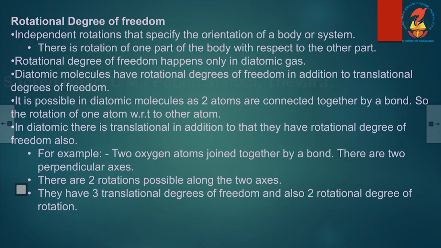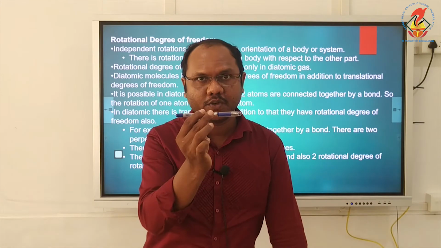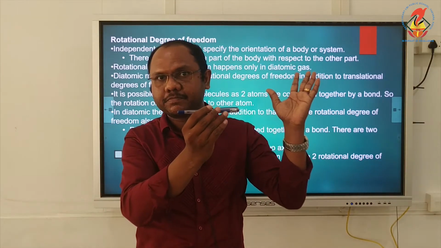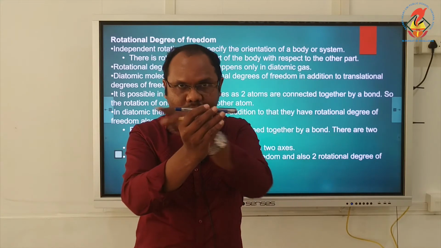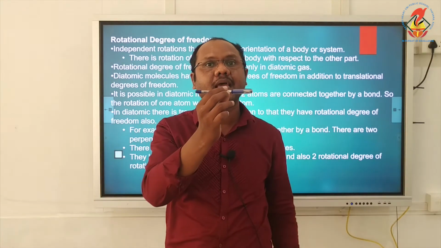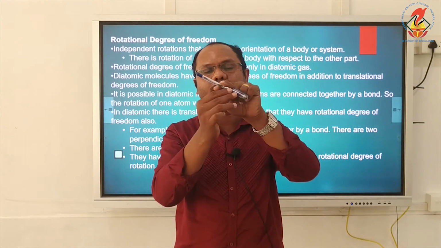Now consider the same oxygen molecule. I am considering the rotational degrees of freedom in that oxygen molecule. The independent rotations specify the orientation of a system. Oxygen is a diatomic molecule. There is one oxygen here, another oxygen here, fixed by a bond. This one has 2 perpendicular axes of rotation. One, it can rotate like this. This is one type of rotation.